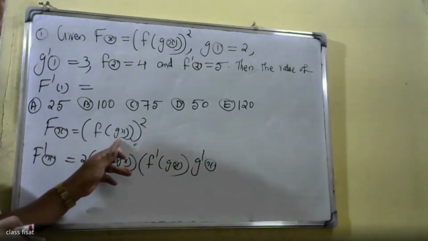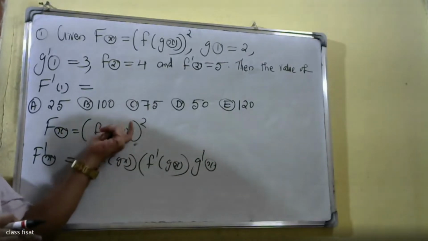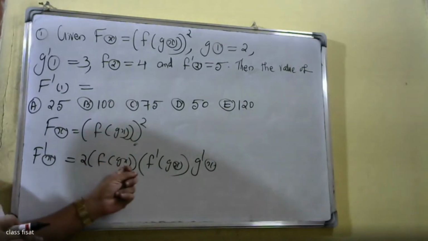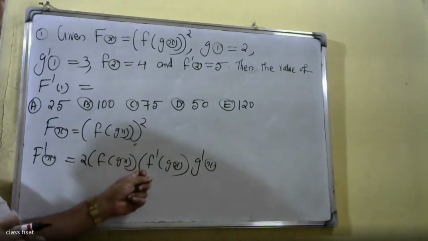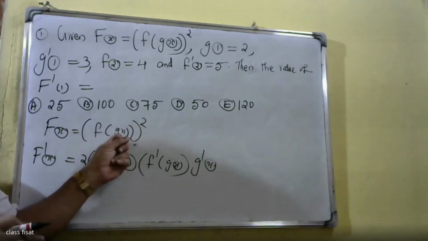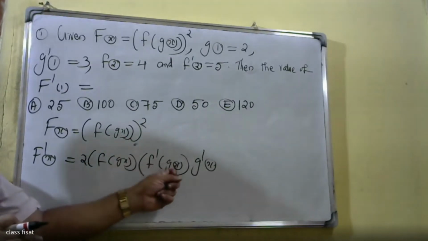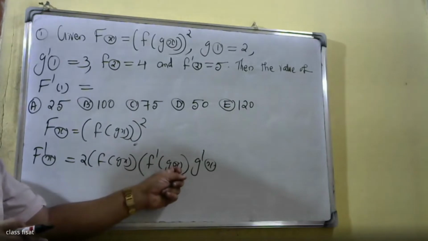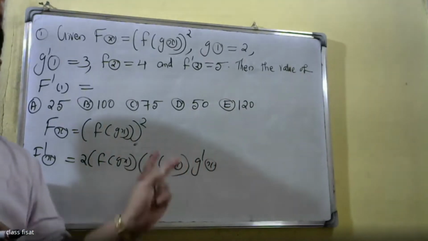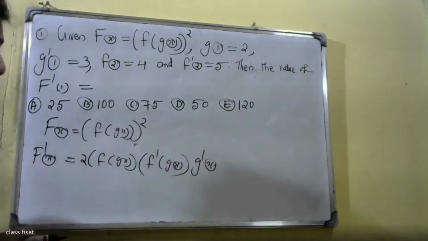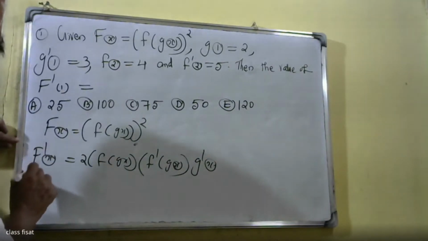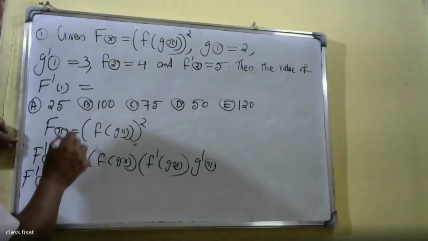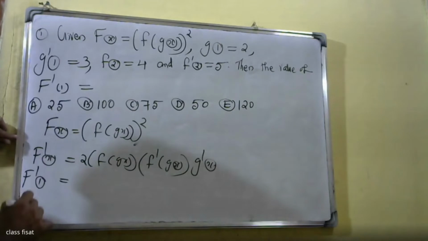Differentiation of f of g of x whole square using the x raised to n formula: 2 into f of g of x whole raised to 1 into f dash g of x into g dash x. This is our differentiation part. Now for f dash 1, we substitute x equal to 1.